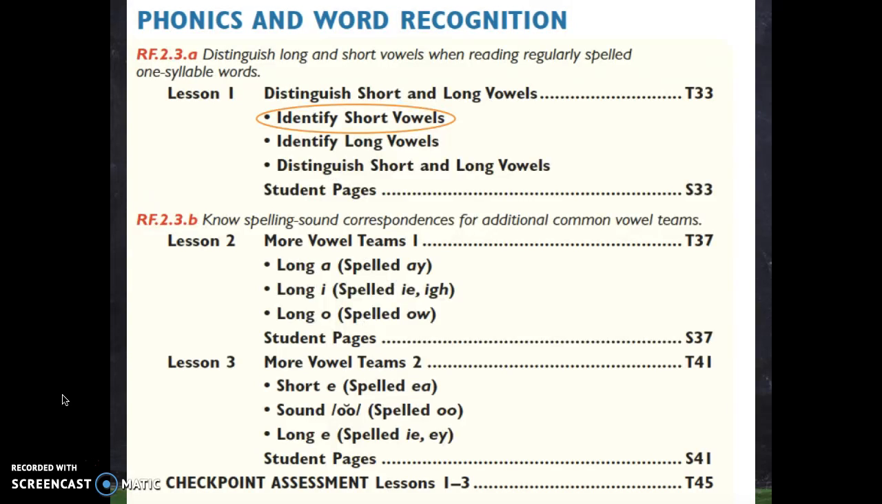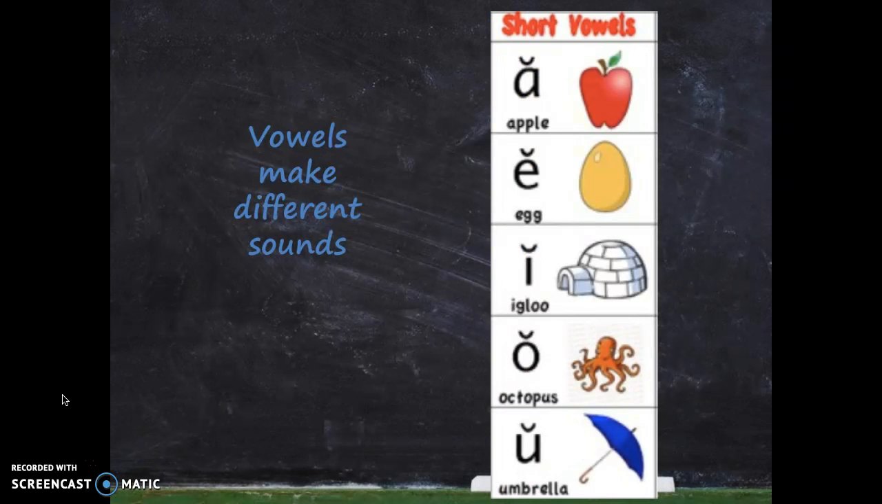If you'd like to see where we are in our learning progression, yesterday we did an overview of short and long vowels, where today we're working just with short vowels. So we're going to identify the short vowel sounds. I just want to remind you guys that vowels all make different sounds. So for our short vowels, A, E, I, O, and U, the A doesn't make the A sound.